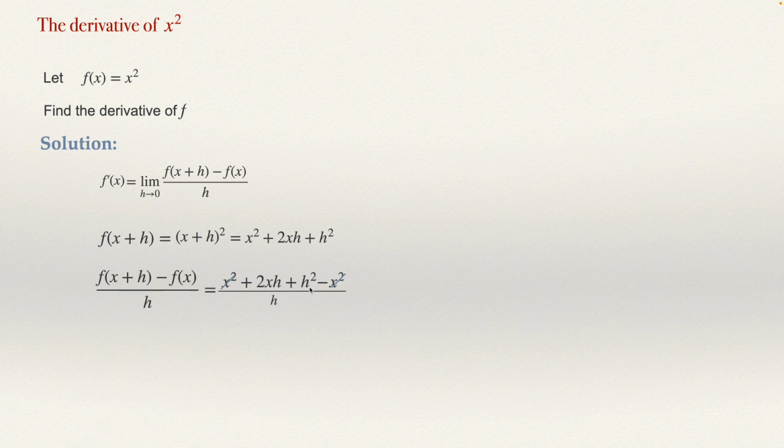But we notice here that h is a common factor. So we can take the common factor h out of this, and it will be h multiplied by 2x plus h, and everything divided by h. And again here, if h approaches 0, taking values closer to 0 but not 0, actually we can cancel this h. And then the value is 2x plus h.